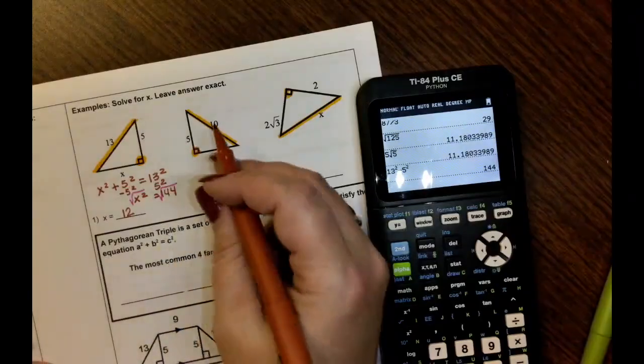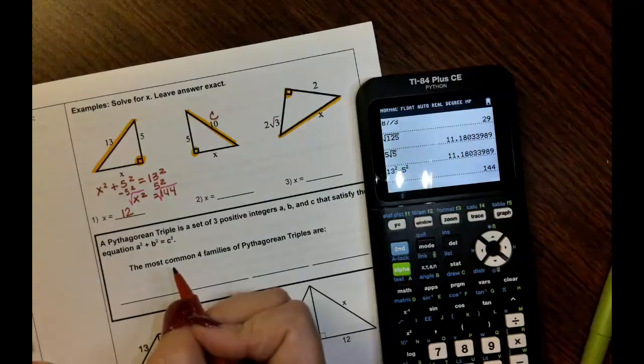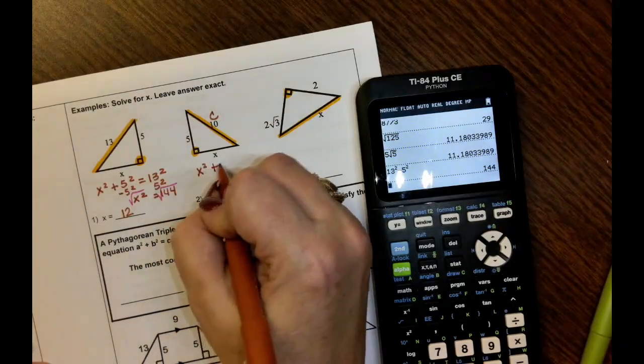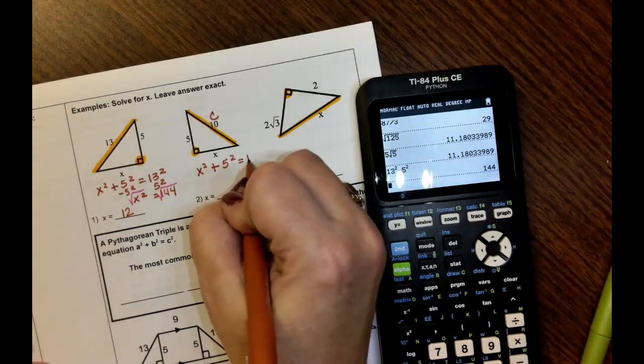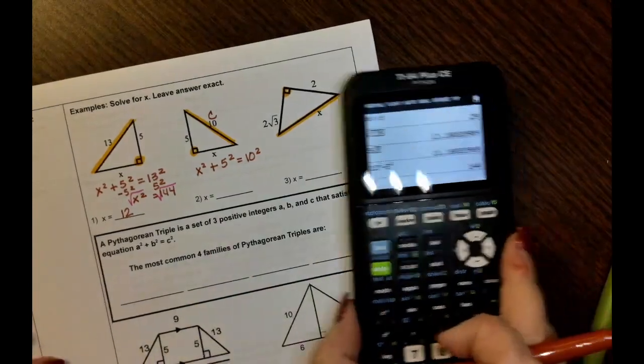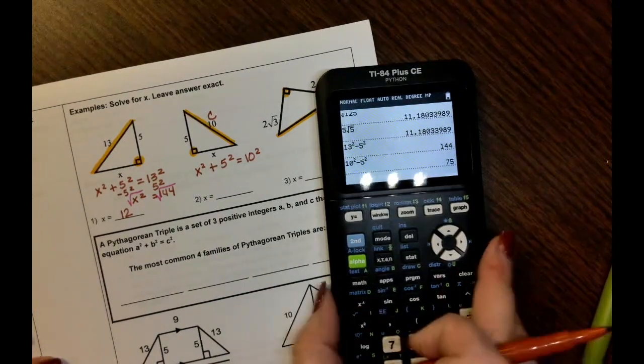On this one, again, 10 is your hypotenuse. That's my C. It will be x squared plus a squared is equal to c squared. Again, it doesn't matter which one's which. Now, if you do 10 squared minus 5 squared, you get that x squared is 75.